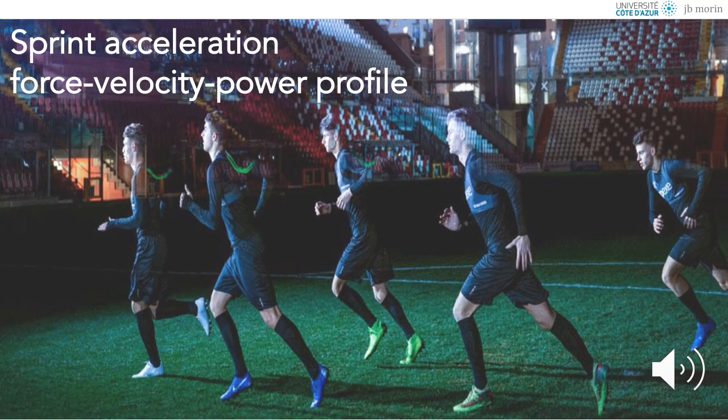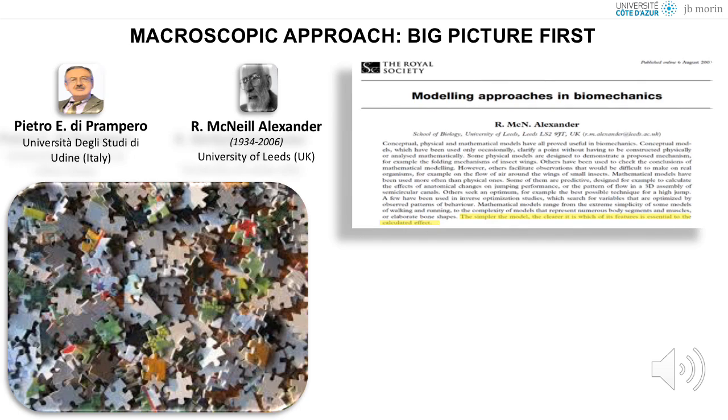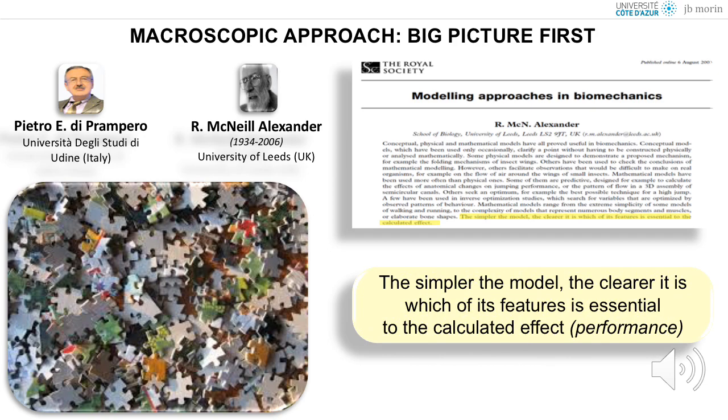Basically, I'm going to summarize the classical use of the sprint force, velocity, and power profile. Everything comes from the idea of a macroscopic approach where we see the big picture first. This was mentored to us by Professor Di Prampero and explained in biomechanics by people like Robert Alexander, who say that when you address something complex, such as sprinting and running performance, the simpler the model, the clearer it is which of the features is essential to the calculated effect. And in our case, this is performance.